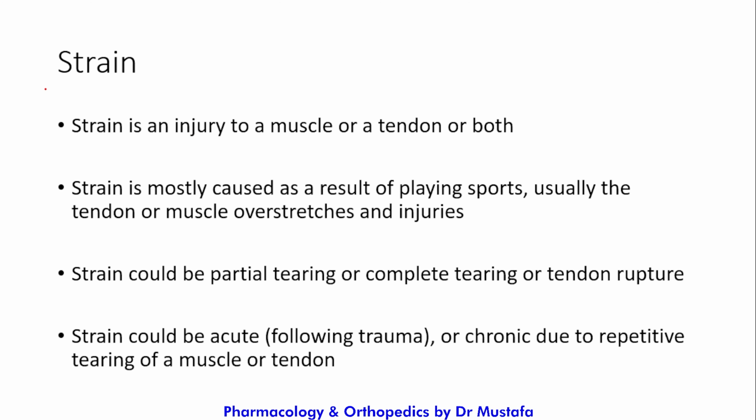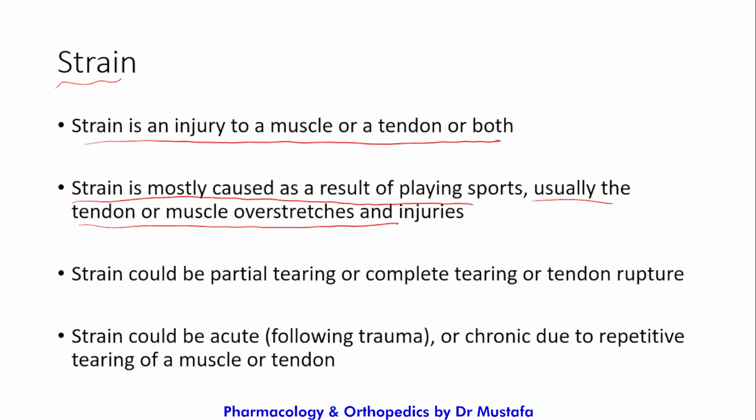Now let's talk about the strain. So the strain is the injury to a muscle or tendon or both. Remember that the sprain was injury to a ligament. Now the strain is an injury to a muscle or a tendon. The strain is mostly caused as a result of playing sports. Usually the tendon or muscle overstretches and injures. The strain could be partial tearing or complete tearing or tendon rupture.